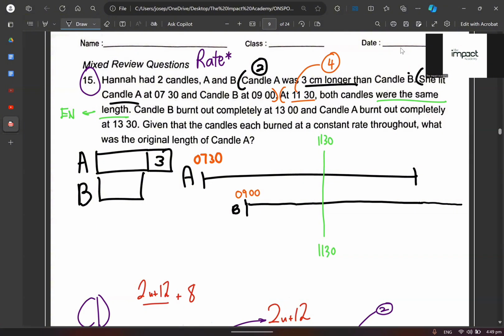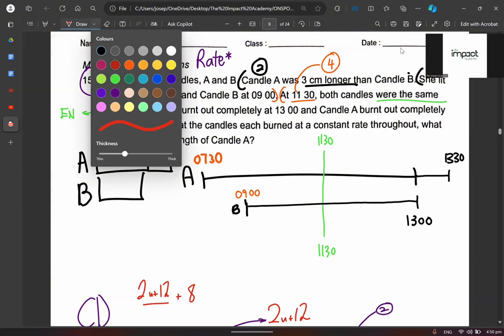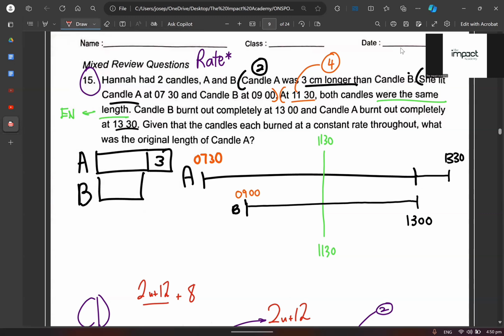Well, candle B burnt out completely at what time? 1 o'clock. So we're going to say this part is 1 o'clock, which is 1300, right? Yeah. But candle A needed another 30 minutes. You understand what I'm saying? Okay? Well, so what we're going to do now, very simple. We are just going to ask ourselves, okay? We look at candle A.